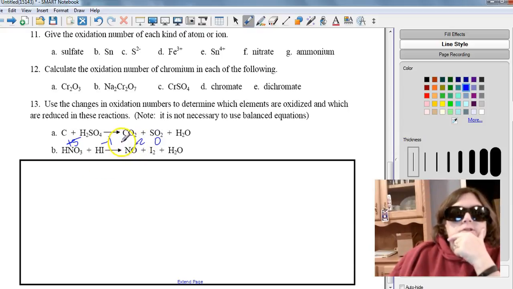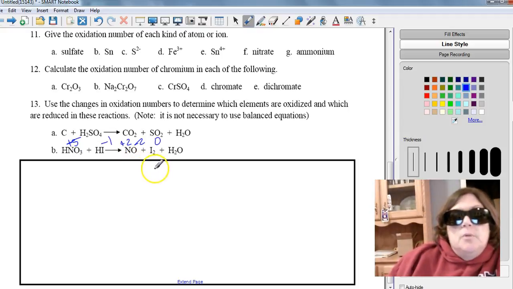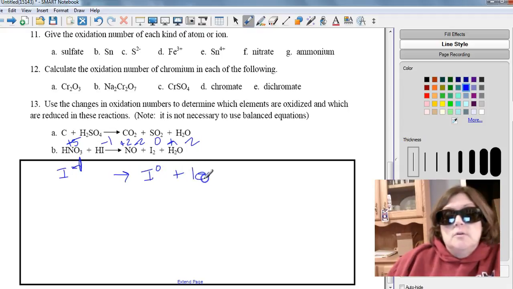Oxygen is a minus 2, so that nitrogen must be a plus 2. Okay? What's being oxidized? Whose charge went up? That would be our friend iodine. Iodine is going from a negative 1 to a 0. How many electrons did he lose? He lost 1 electron.